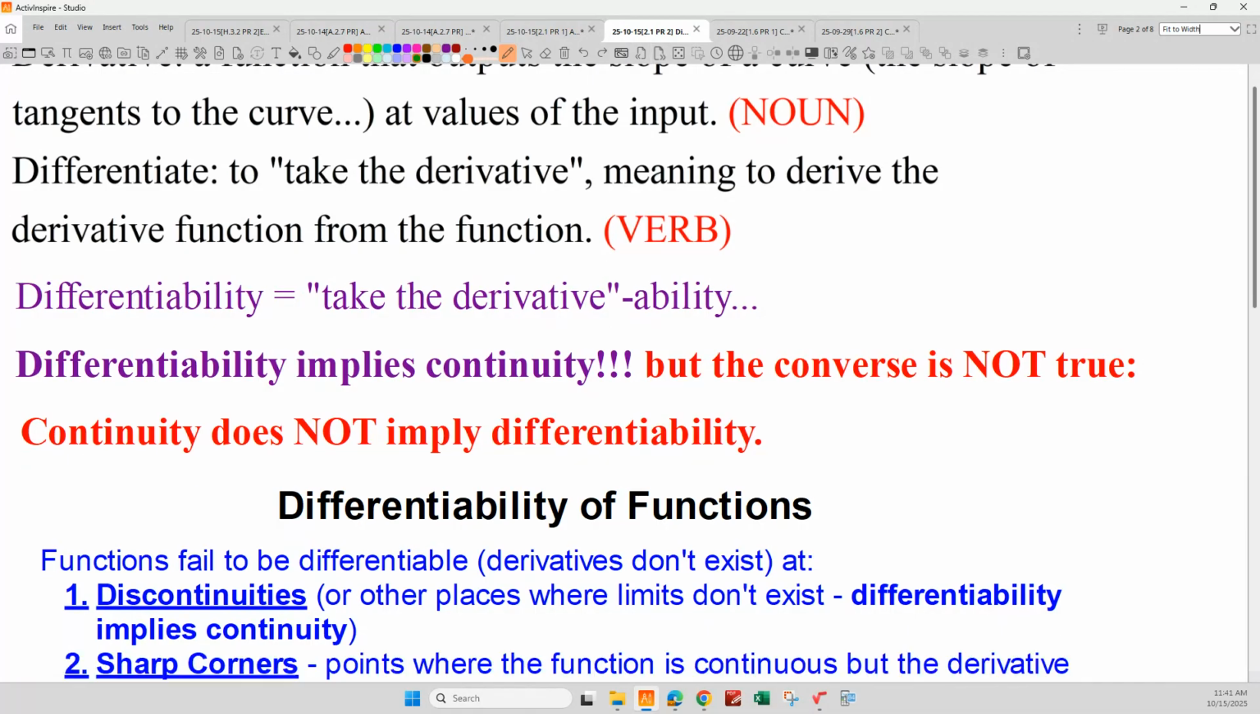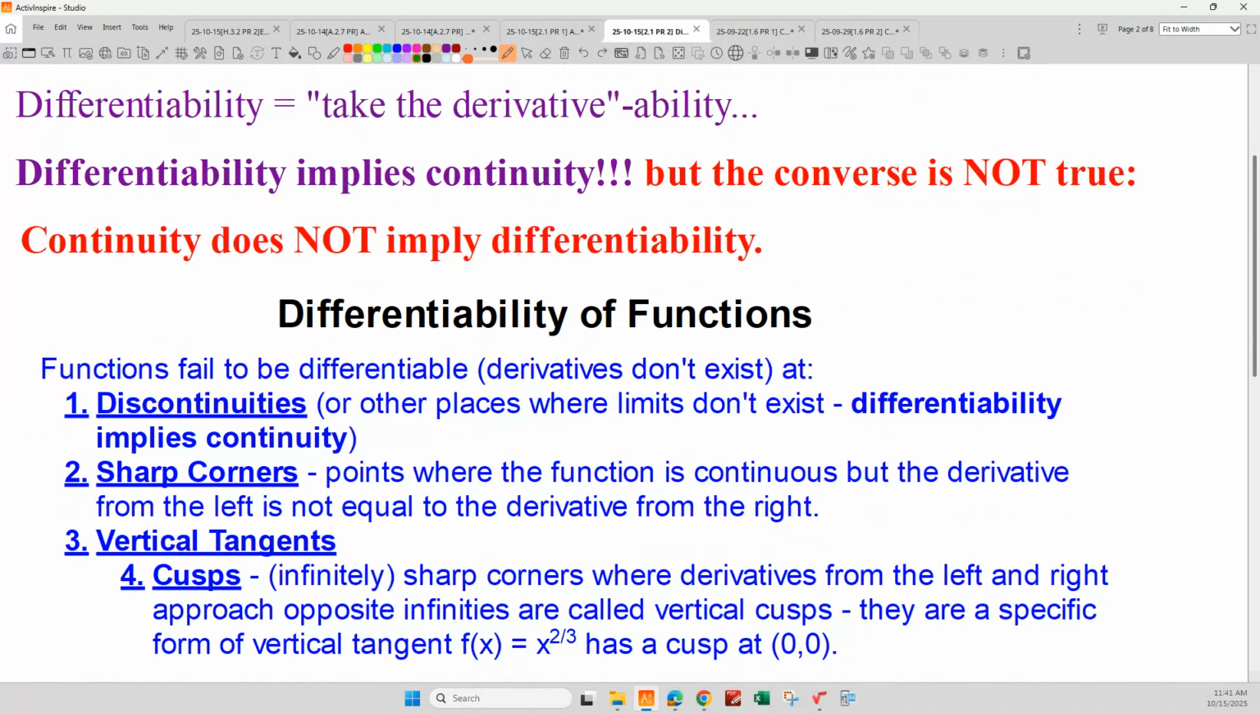So there's a couple important concepts here, and this is a huge one. This is one of the most important statements we can make in calculus: differentiability implies continuity. And notice the 3 exclamation marks. That's how important it is. It wasn't even 2, it needed 3. Differentiability implies continuity. So if a function is differentiable, it's necessarily continuous. Okay? But the converse is not true. Just because a function is continuous does not mean it's necessarily differentiable. Okay? It does not work both ways.